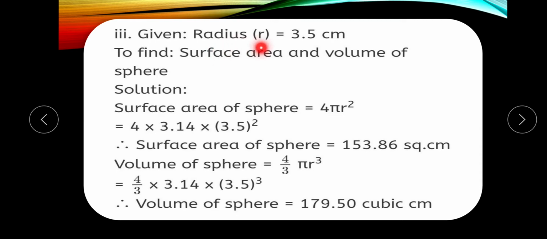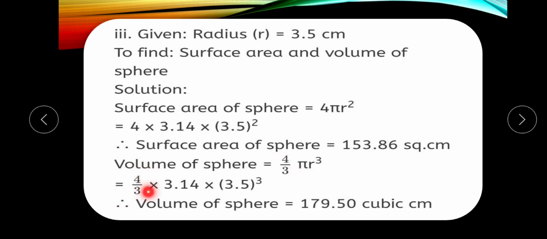Next one, the radius is given as 3.5 centimeter. We need to find the surface area and the volume of the sphere. Surface area of sphere is equal to 4 pi r square. We substitute the values: 4 into 3.14 into 3.5 square. Solving it, we get 153.86 square centimeter.